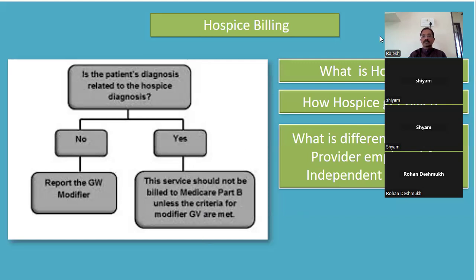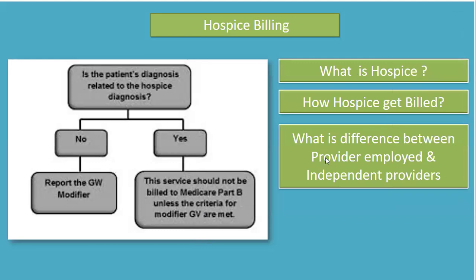So what we are discussing here is, for example, what is the difference between provider employed and independent provider? Provider employed means the patient selected the doctor as a hospice doctor, right? He is an employed doctor. So when he does any service related to hospice, he has to bill with the GV modifier. If anything is not related to that, it will become a GW modifier. This is a very important modifier whenever it comes to hospice.